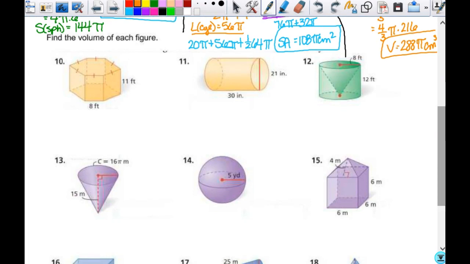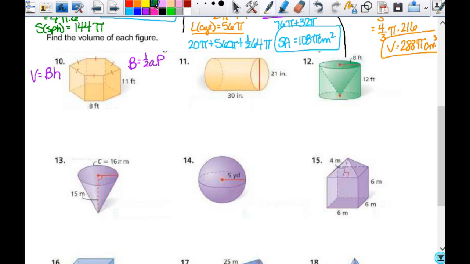All right, so now we're just finding the volume of the rest of this stuff, no more surface area. Volume here, this is a prism, so it is big B times H. Right? The shape of the base is a hexagon, so big B is 1/2 apothem times perimeter.